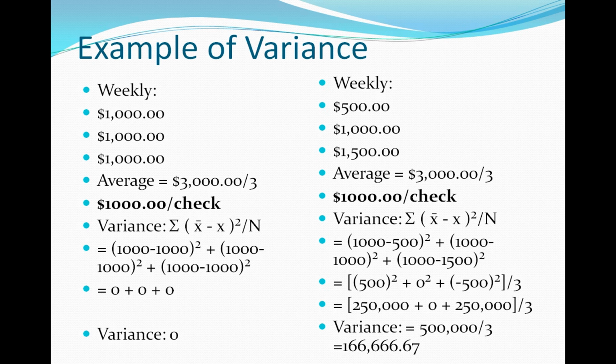But what you'll notice if we go to the right side is I started off with 5,000, and then I went up each paycheck with 5,000. So what you notice here is that the average is still $3,000 divided by 3 checks. And that's going to give you an average of $1,000 per paycheck.